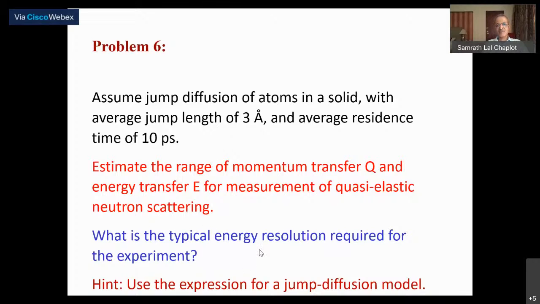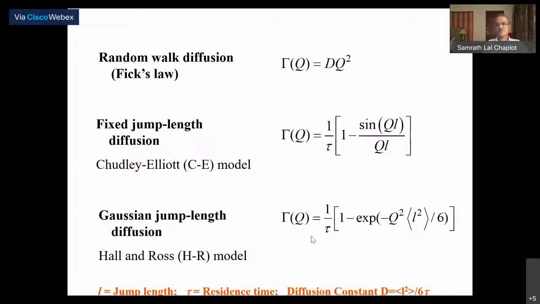I need to know what is the resolution. I need to know what is the range of values of the energy transfer and the range of values of momentum transfer. So that's the problem. And the hint is just to use a jump diffusion model, because the problem is a jump diffusion. You can use any of these two.